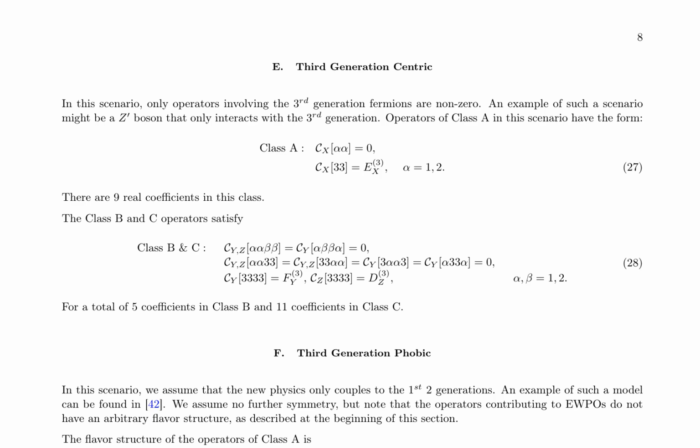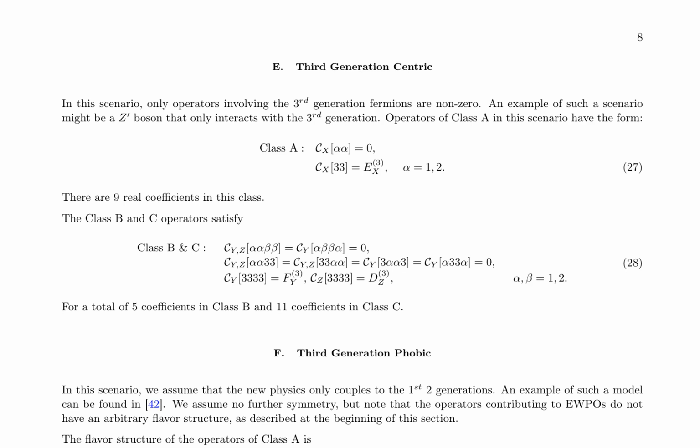The authors also classify operators into 3 classes: A, B, and C. Class C operators have 2 top quarks and satisfy specific relations, resulting in 21 independent coefficients. They explore 3 scenarios: 3rd-generation centric, 3rd-generation phobic, and 3rd-generation phobic plus U(2)^5. In the third-generation centric scenario, only operators involving the third-generation fermions are non-zero, resulting in 9 real coefficients in class A, 5 coefficients in class B, and 11 coefficients in class C.